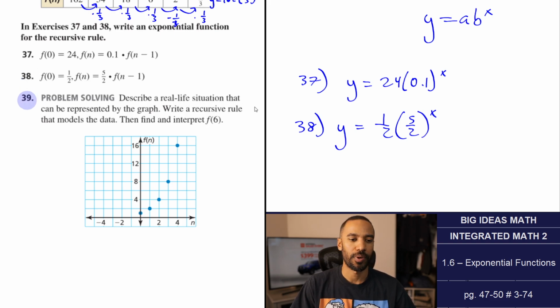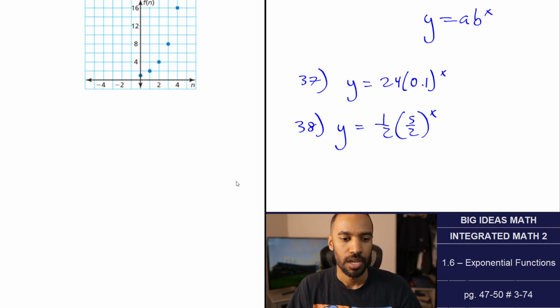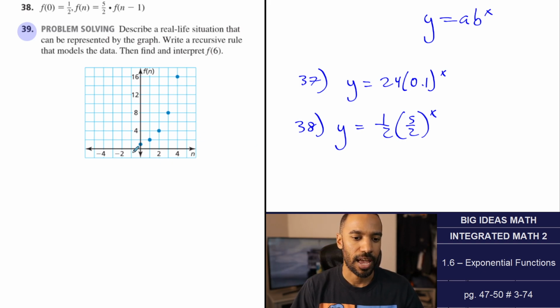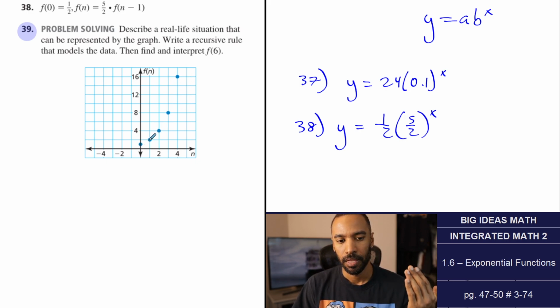Describe a real-life situation that can be represented by the graph. Write a recursive rule that models the data, then find and interpret f of 6. So this is a graph that's not connected. It has more of that geometric sequence kind of style to it where it's disconnected, right? It's discrete and starts at 0 over and over.